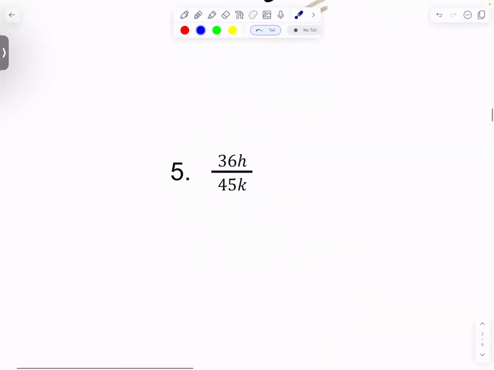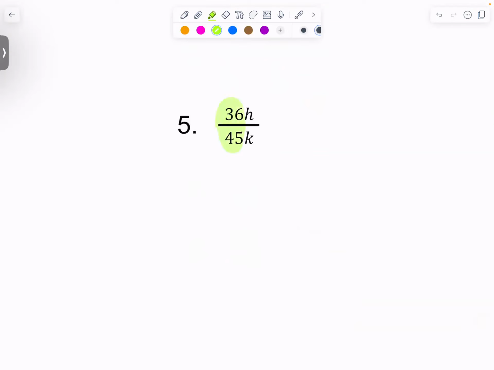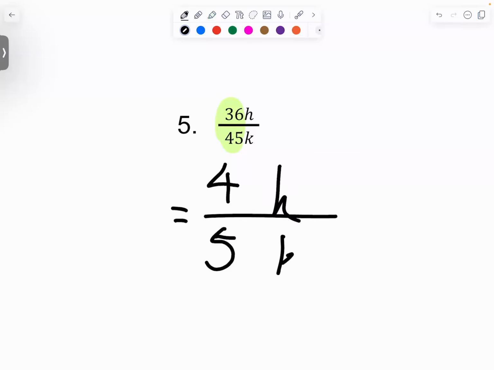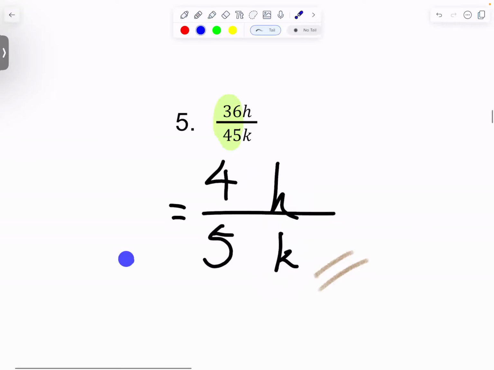How about this? I'm giving you 20 seconds to do it. 36 over 45 first. Can you click it? They both can be 4 over 5. Good. And then the other parts. Anything changes to these two? No, they are both single already. Nothing to change between them. So at least got these 2 marks.